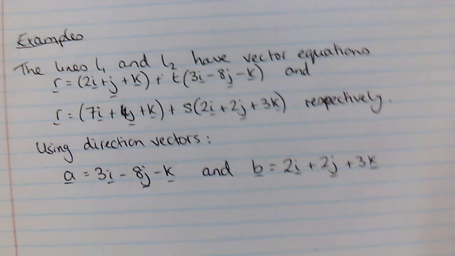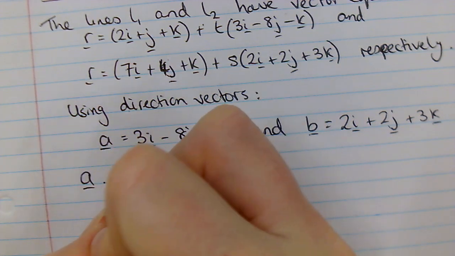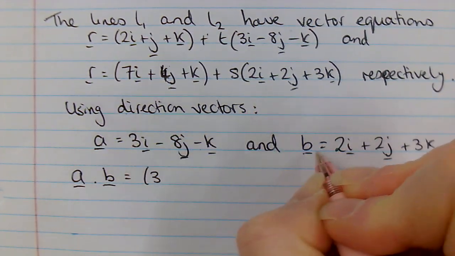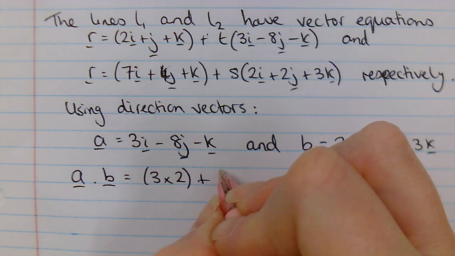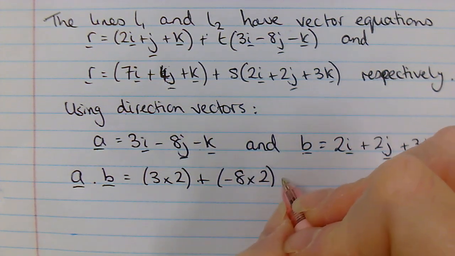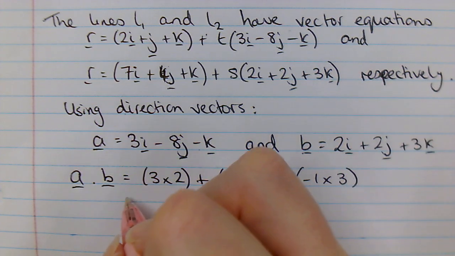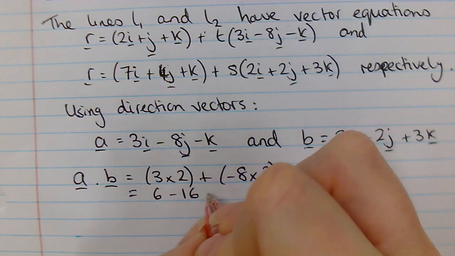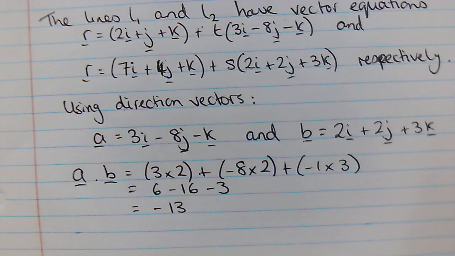Okay, so from that we can then work out A dot B. So A dot B is going to be equal to your 3 times 2, remember it's your coefficients of i, add your minus 8 times 2, coefficients of j, add your minus 1 times 3, coefficients of k. So we've got 6 minus 16 minus 3, and that's going to give us minus 13.